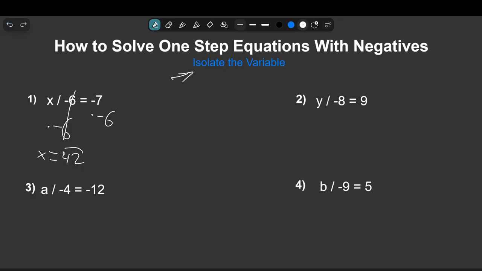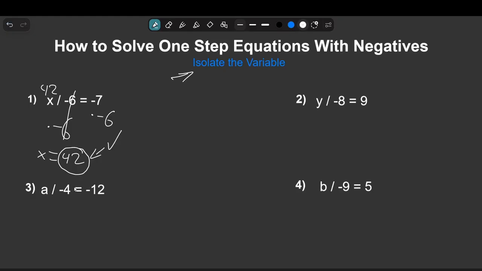Now we are basically done. But also, if you want to check if it is the correct answer, you can plug it in right here. So if you do 42 divided by minus 6, do we get minus 7? In this case, yes, we do. So that tells us that this is the correct final answer of the first example.